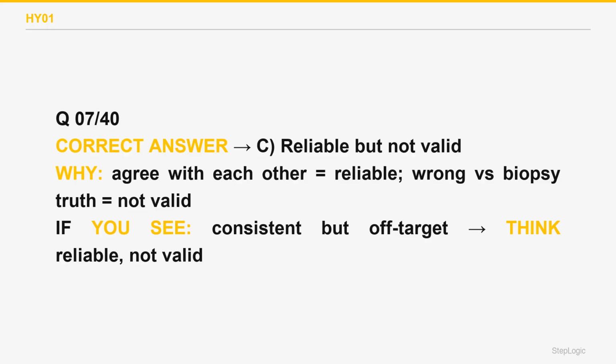Valid but not reliable is the reverse pattern: scattered readings that average onto the truth, which is not what happens here, since the readers are highly consistent. Choice A, wrong. Calling the grading valid ignores that it repeatedly misses true cancers on biopsy, the gold standard. Choice B, wrong. Consistent agreement with the inaccurate result is reliability without validity.